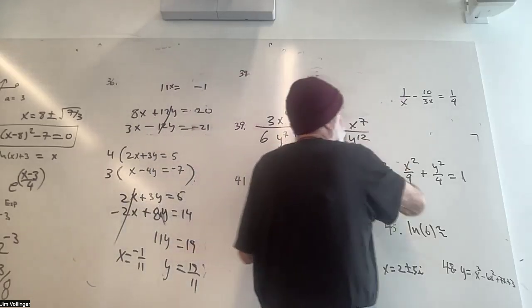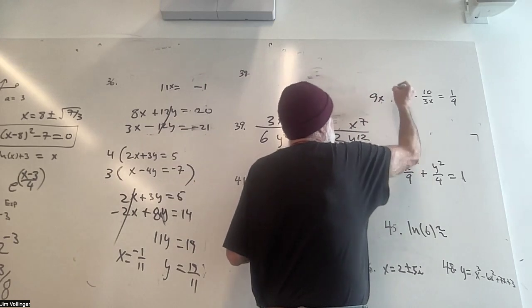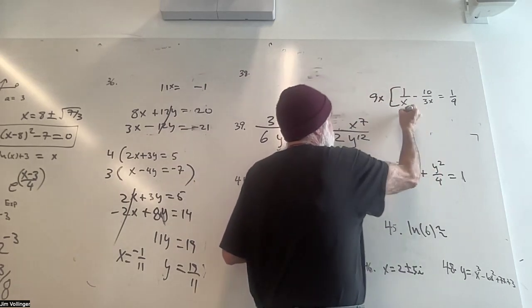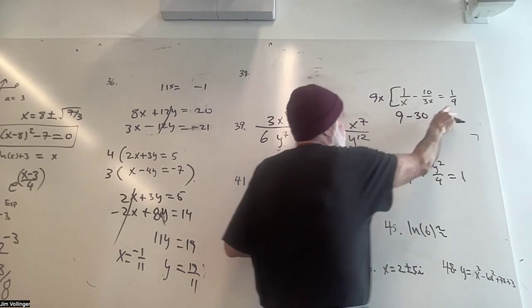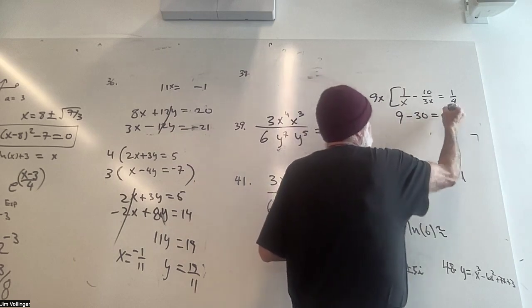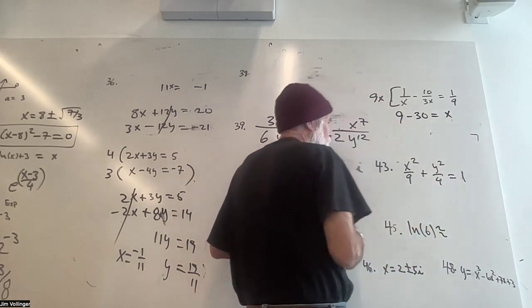I'm going to multiply this problem by 9x. See where it takes me. The x's cancel, I get 9. 3x goes in 3 times, I get minus 30. I don't see a cancellation of the x, so that equals x. So it looks like x equals minus 21.